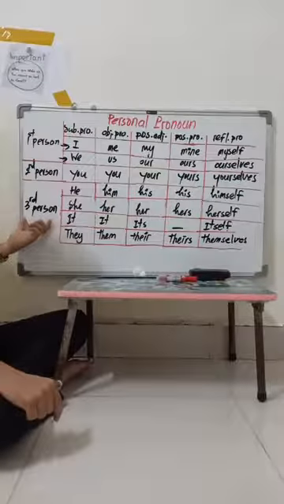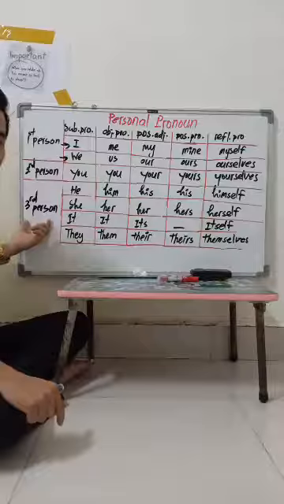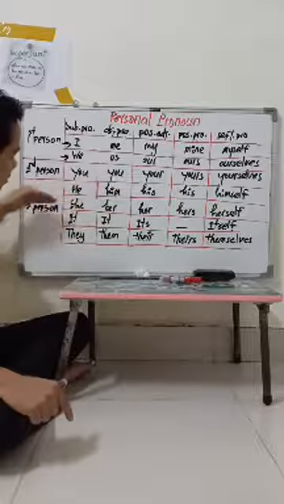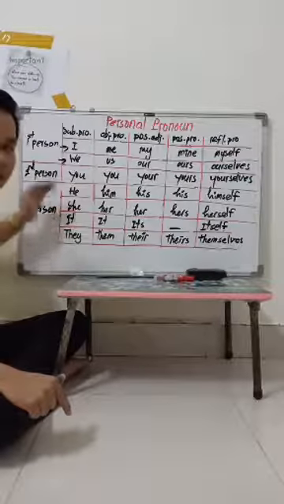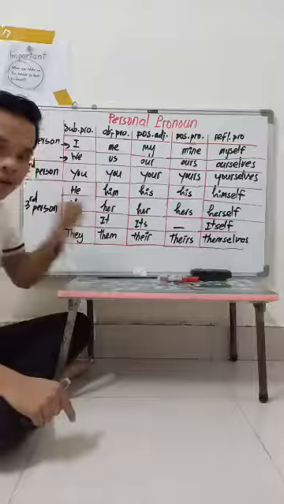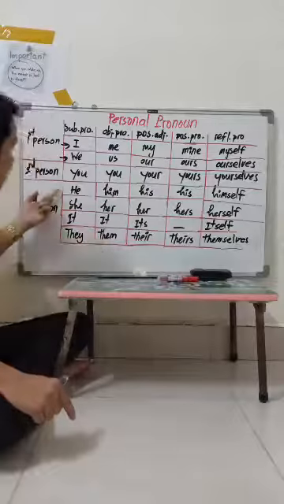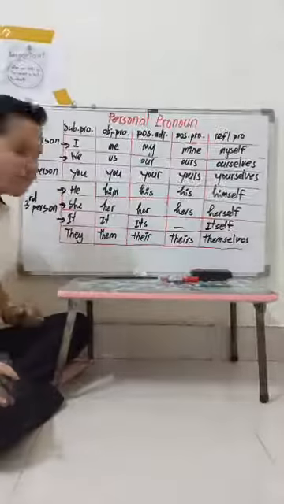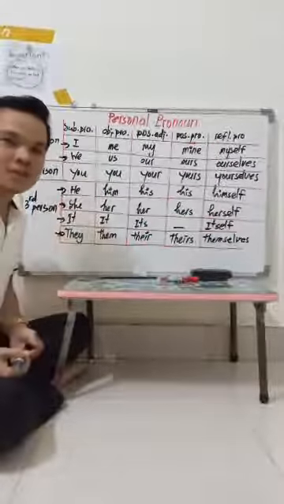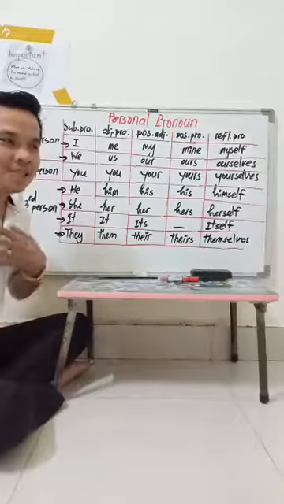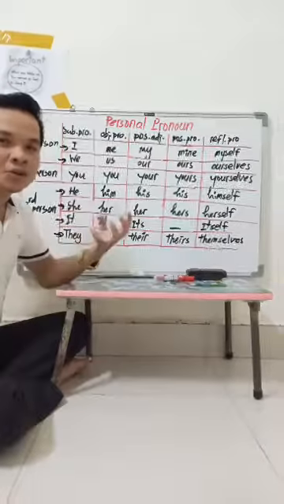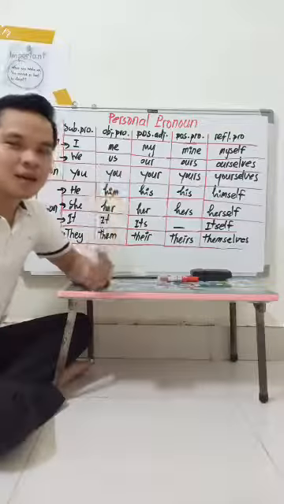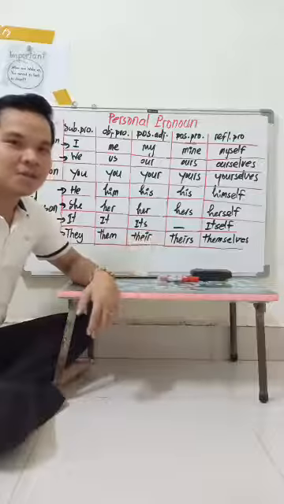And the last one is about third person. For third person we have four columns here: 1, 2, 3, and 4. I also divide it into two parts, singular and plural. We use he, she, and it for singular, and we use they for plural. When we speak about only one person, a male or female person, we use he or she.